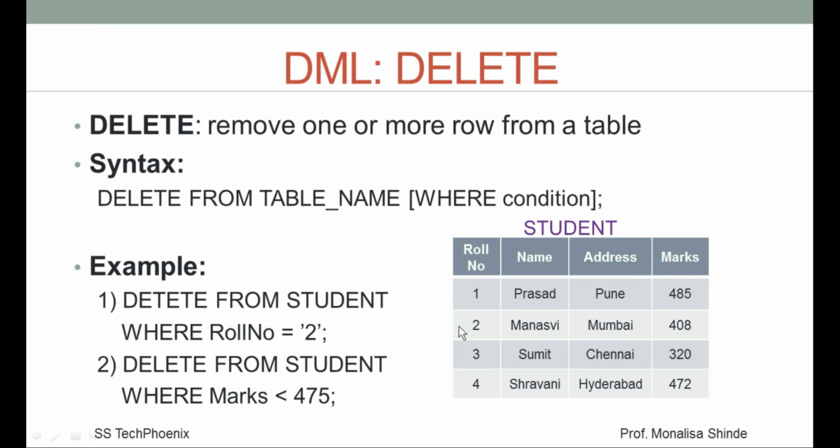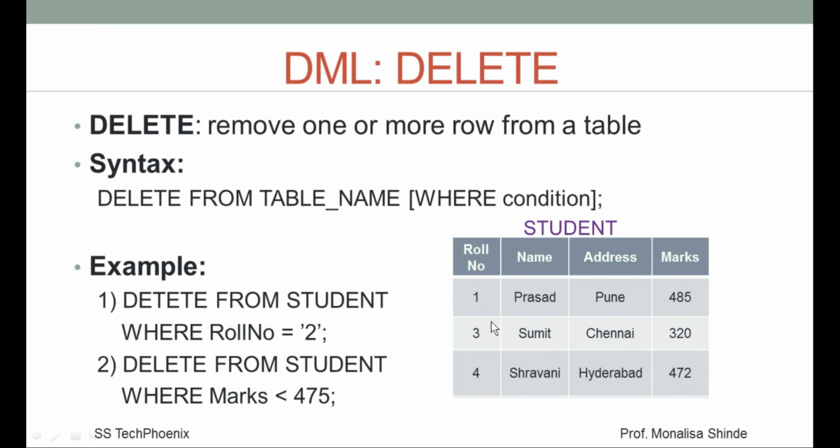Now this second means roll number 2, Manasvi, Mumbai and 408. This one record will be deleted from the system, and see this will be the result. System remains with only 3 records. Now with the help of this particular query we have deleted one record, but the delete command is also used to delete multiple records in a single query.